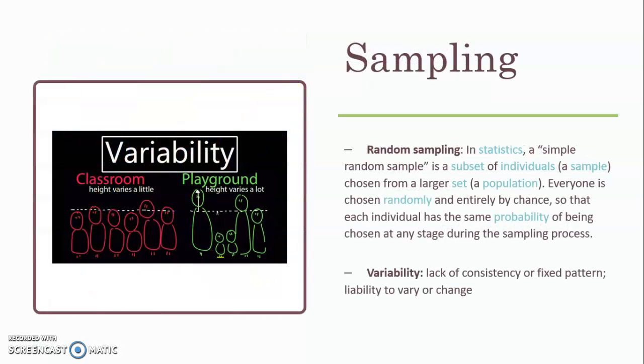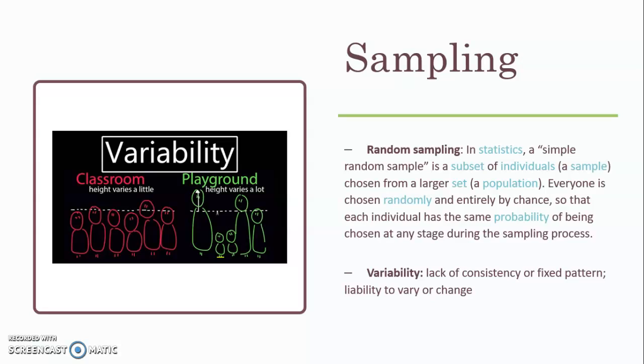Sampling. This is a very, very important part of collecting data for statistics. So, random sampling. I'm going to read off the definition and then I'll give you an explanation. Random sampling. In statistics, a simple random sample is a subset of individuals chosen from a larger set. Everyone is chosen randomly and entirely by chance, so that each individual has the same probability of being chosen at any stage during the sampling process.